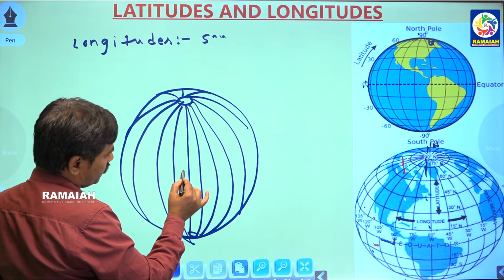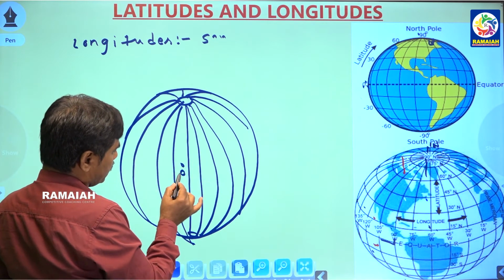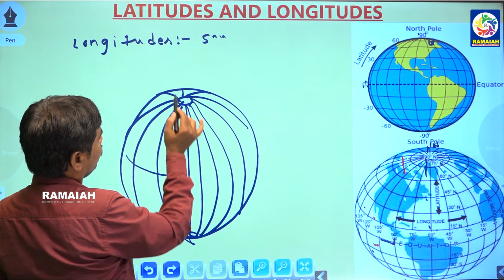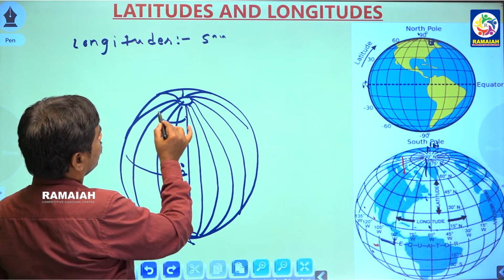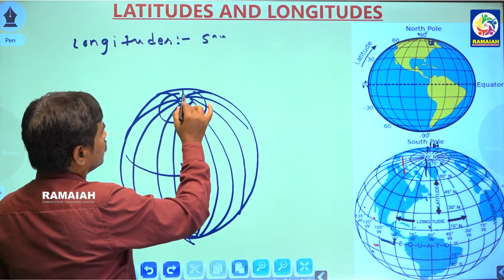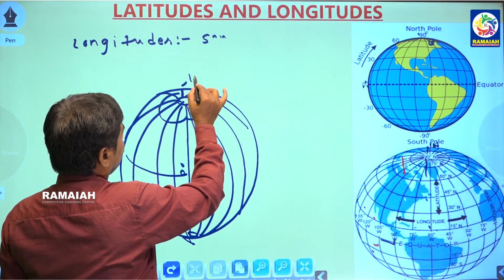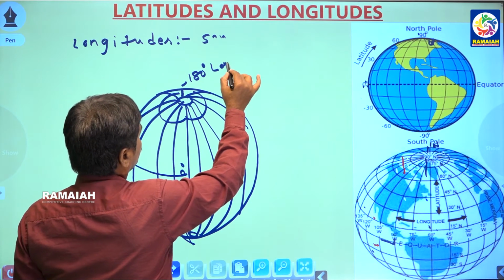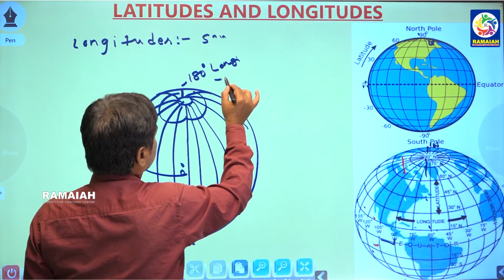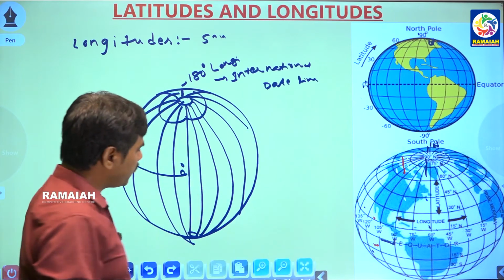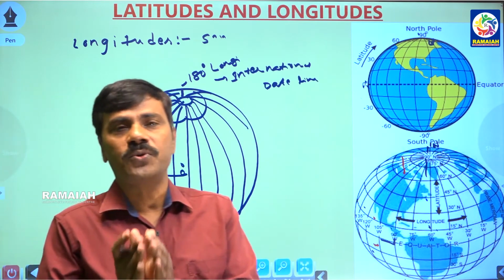This is the 0 degree longitude. Gradually from here to here, on the back side also, from here to 180, like this. So that back side is called the 180 degree longitude, which is generally called the international dateline. So there are two important longitudes on the earth's surface.